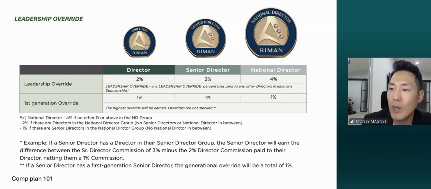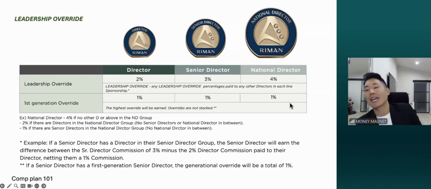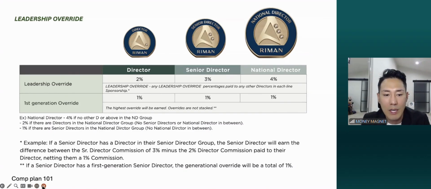Okay, same thing as a national director. If I'm a national director, I'm getting a 4% override. If there is a national director in my organization, that national director gets the 4% and I get a generational 1% override. So it's very simple.